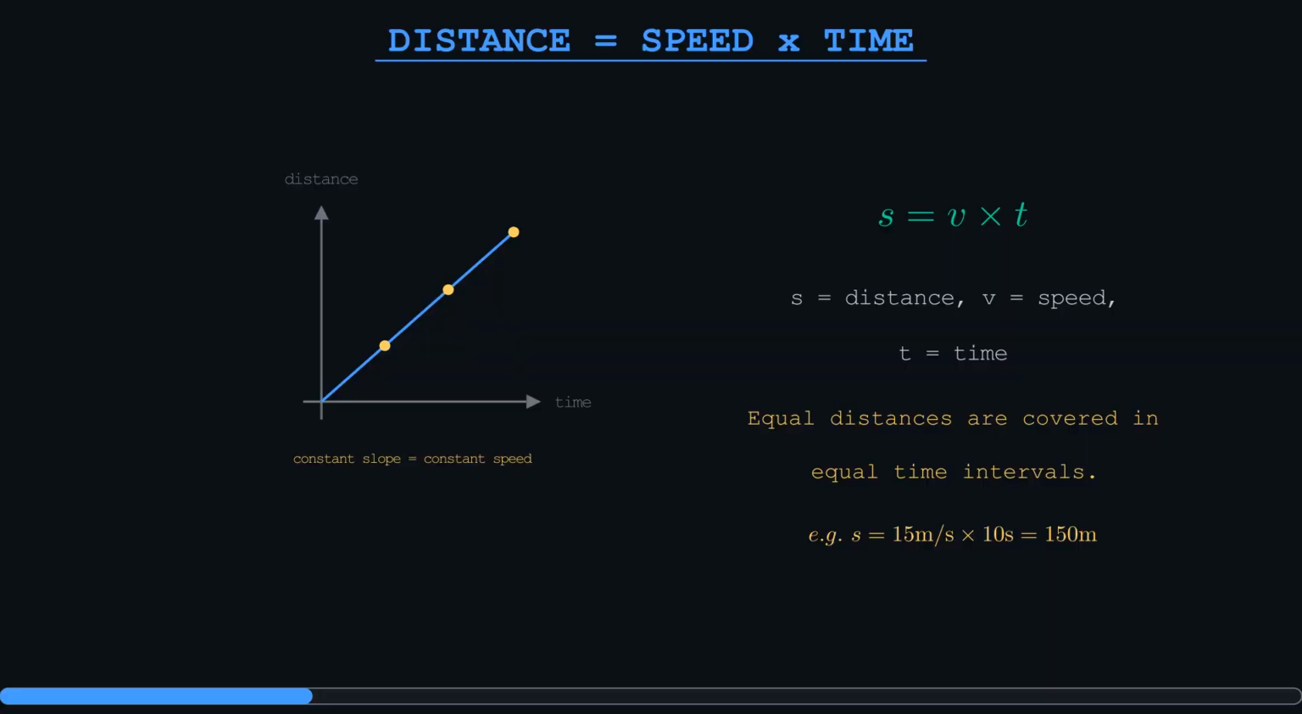Uniform motion means traveling at a constant speed, so distance equals speed multiplied by time. On a distance-time graph, this appears as a perfectly straight line, since equal distances are covered in equal time intervals. For example, a speed of 15 meters per second, sustained for 10 seconds, covers 150 meters.